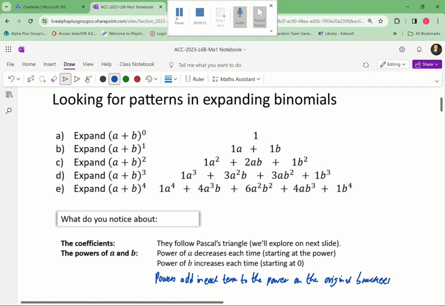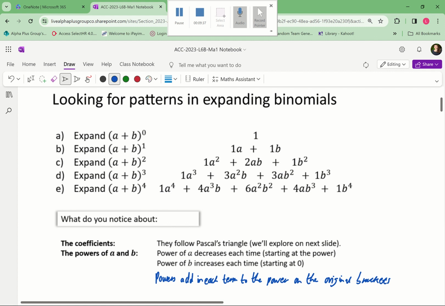But we also have an additional pattern here: the power of a decreases each time, starting at the highest power from the bracket. So here we start with a to the power of 3, and then that decreases by 1 each time. So we've got a squared, a to the power of 1. Technically in this last term we have a to the power of 0, which is just 1.